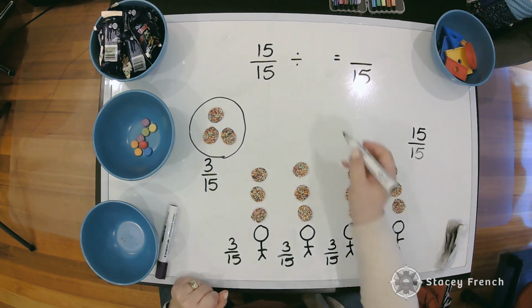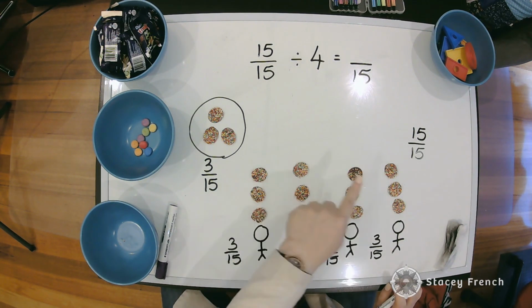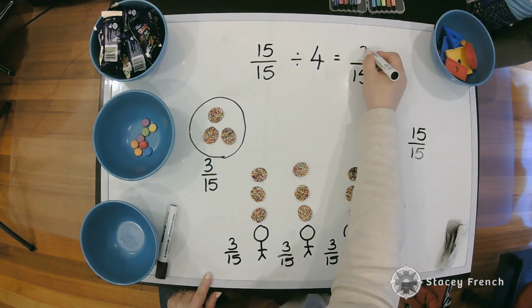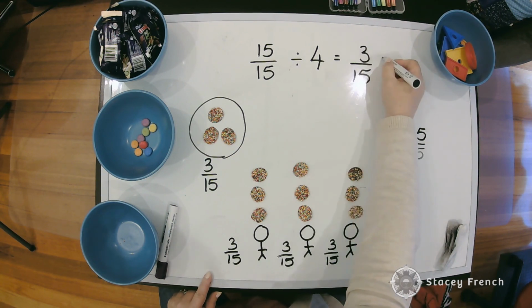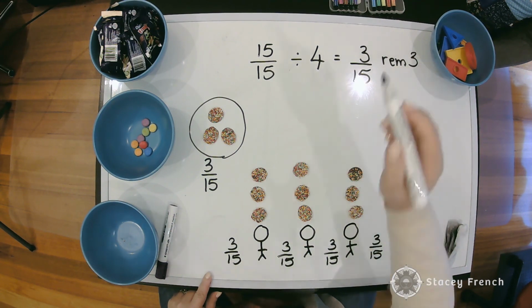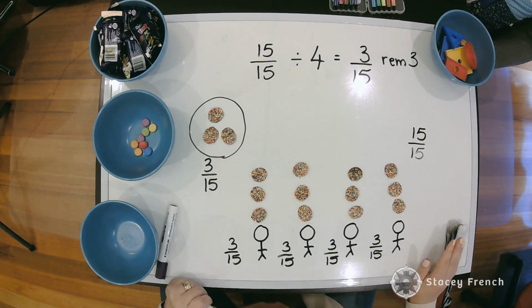So 15 divided by 4, 15 Freckles shared by 4 friends, 1, 2, 3, 4, means we'll each get 3 with remainder 3 left over. That's for me for another day. Okay, I'm off to enjoy some Freckles.